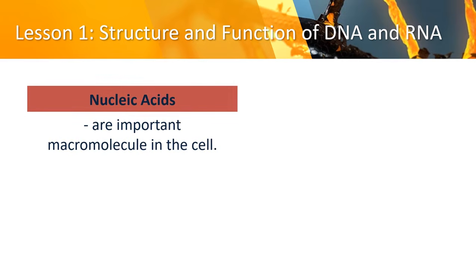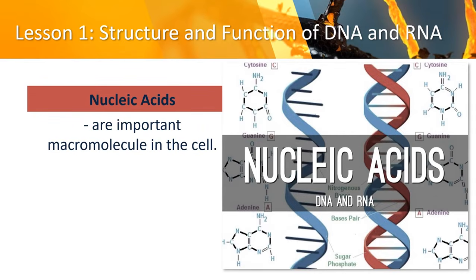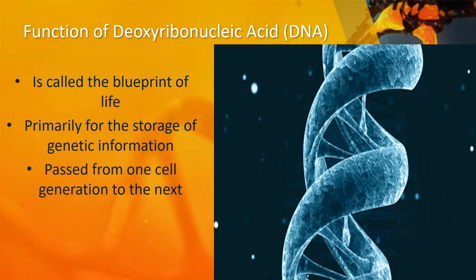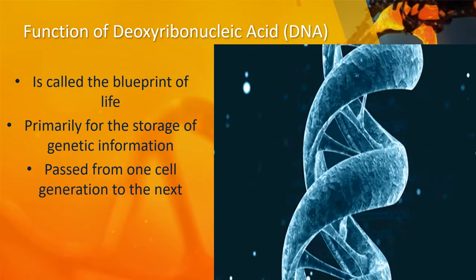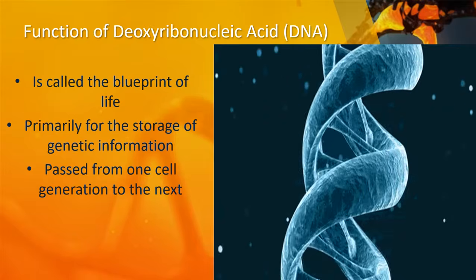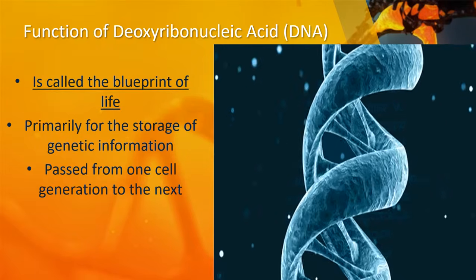Let us talk about nucleic acids. Nucleic acids are important macromolecules in the cell. They are significant because of their role in the transmission, storage, and expression of genetic information. The two major types of nucleic acids are the DNA and RNA. Let us study the function of deoxyribonucleic acid, or in short, the DNA. It is called the blueprint of life.